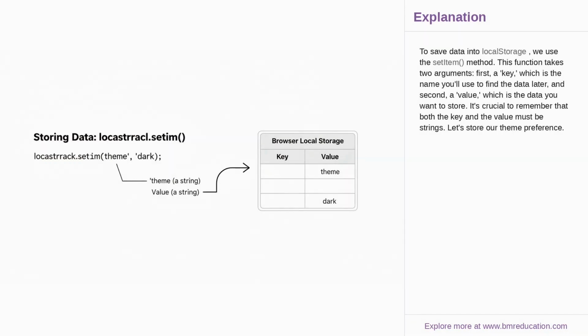To save data into local storage, we use the setItem method. This function takes two arguments. First, a key, which is the name you'll use to find the data later, and second, a value, which is the data you want to store. It's crucial to remember that both the key and the value must be strings. Let's store our theme preference.